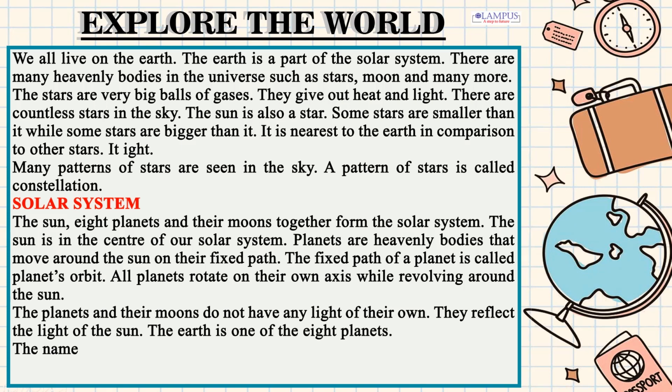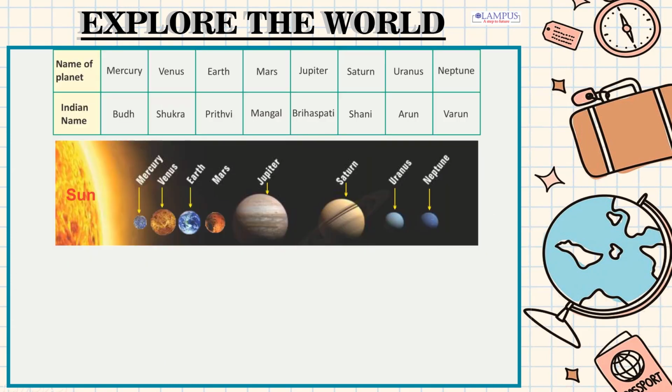The Earth is one of the 8 planets. The names of the 8 planets are as follows. Name of planet: Mercury, Venus, Earth, Mars, Jupiter, Saturn, Uranus, Neptune. Indian name: Budh, Shukr, Prithvi, Mangal, Brahaspati, Shani, Arun, Varun.